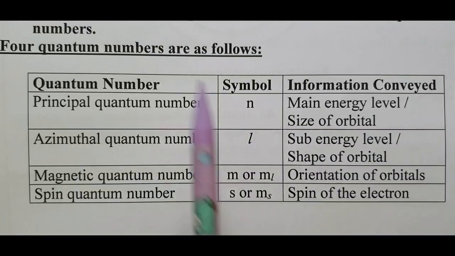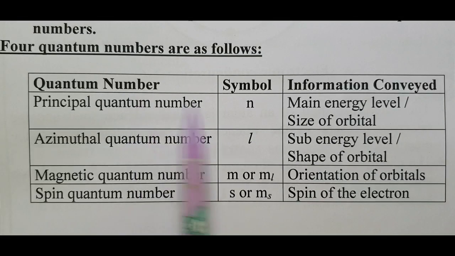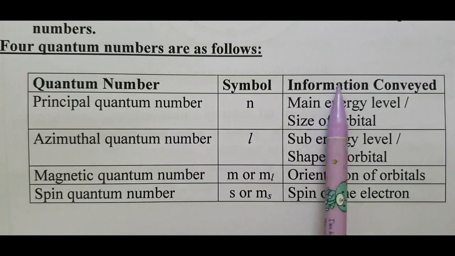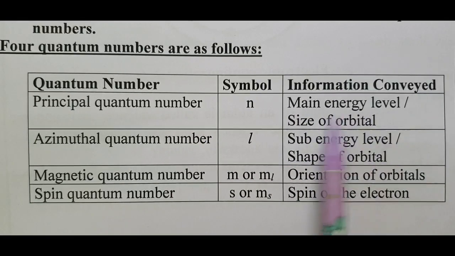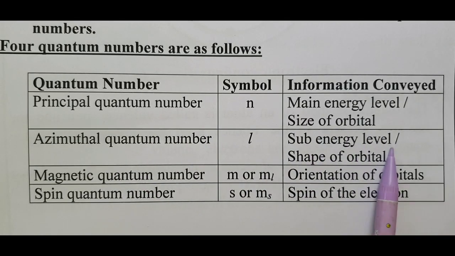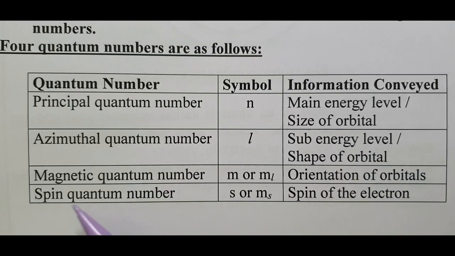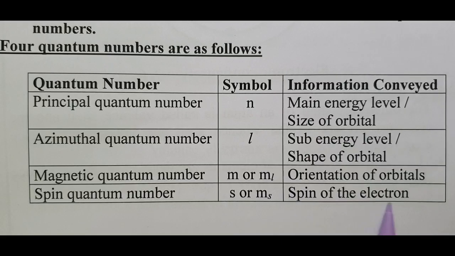The 4 quantum numbers are the principal quantum number, symbol small n, the azimuthal quantum number l, the magnetic quantum number m or ml, and the spin quantum number s or ms. The principal quantum number gives information about the main energy level or size of the orbital. The azimuthal quantum number l gives the subenergy level and shape of the orbital: subenergy levels s, p, d, f. The magnetic quantum number gives the orientation of the orbital, and the spin quantum number gives the spin of the electron, plus half, minus half.